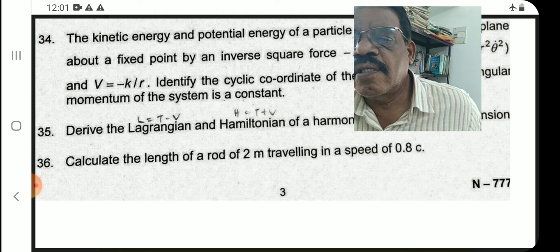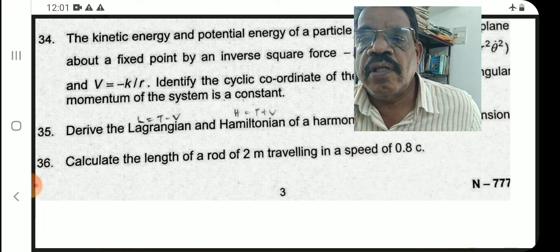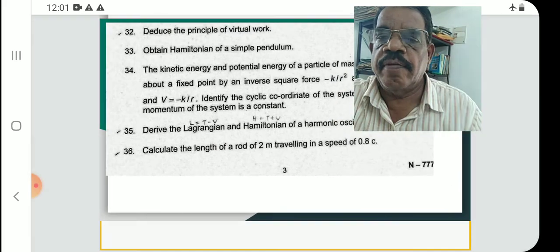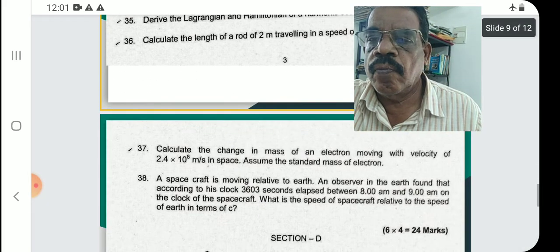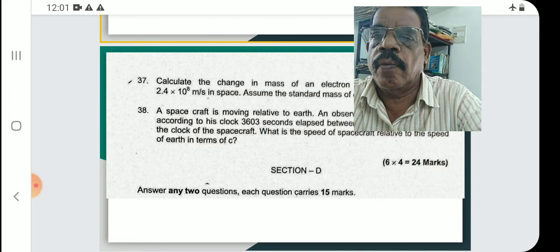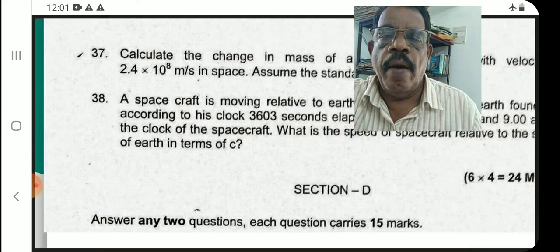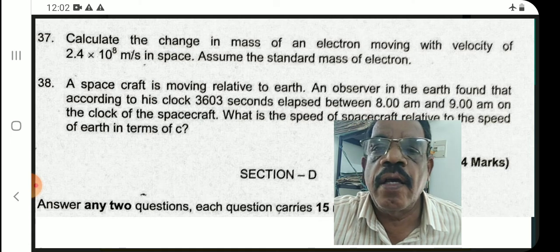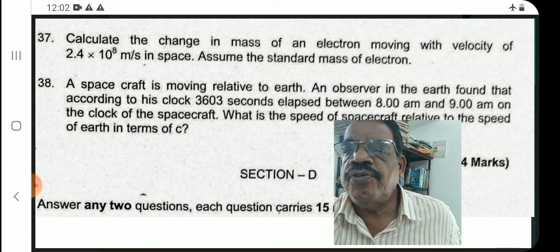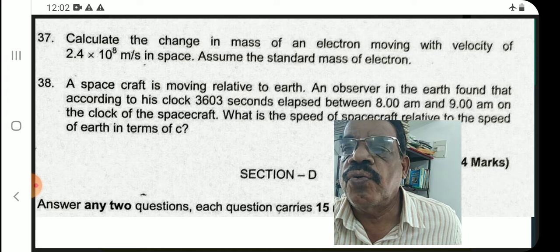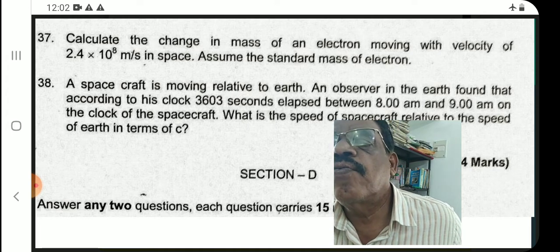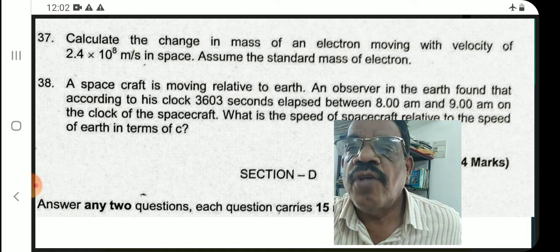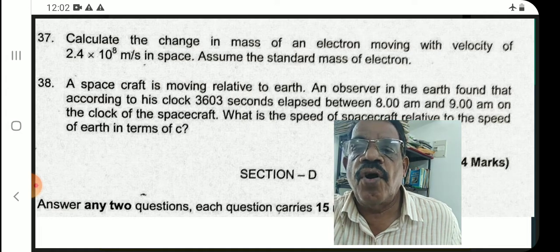Number 36. Calculate the length of a rod of 2 meters traveling at a speed of 0.8 c. Number 37. Calculate the change in mass of an electron moving with a velocity of 2.4 into 10 raised to 8 meter per second in space. Assume the standard mass of electron.